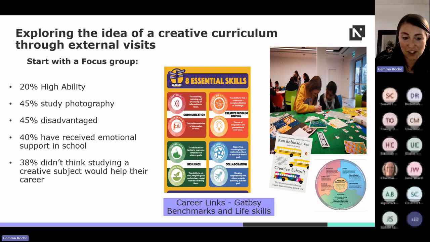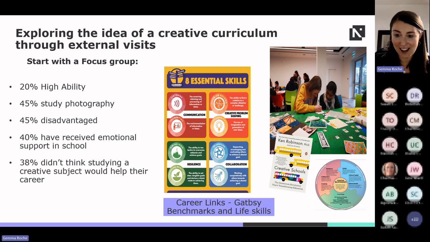38% of them didn't think studying a creative subject would help them in their career. So I really wanted to prove to them that they were really creative and they could get transferable skills from studying with me and my team. And I wanted to demonstrate the Gatsby benchmarks, so the really clear career links.